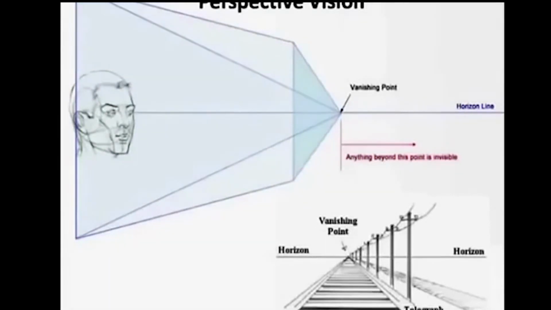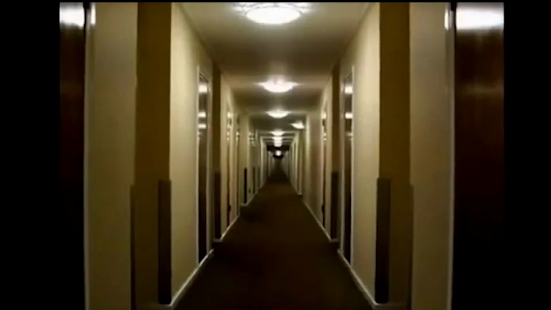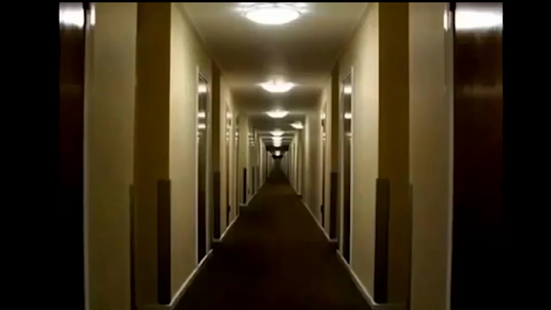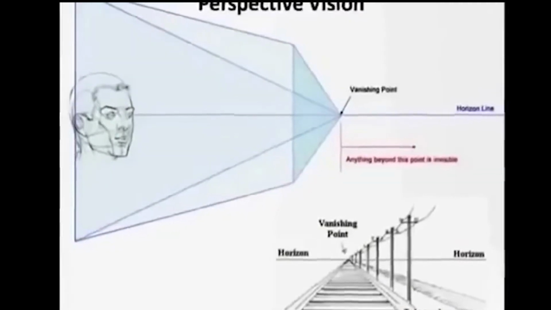Just as if you were standing at the end of a very long corridor, you would see that the walls would appear to converge. The floor would appear to rise up to meet the horizon, and the ceiling would also appear to move downwards. Of course, the walls and the ceiling are all parallel to each other, so they don't actually move anywhere, but it would just appear that way. And anything that lies beyond the vanishing point is effectively invisible to us. It's beyond the limit of our vision.